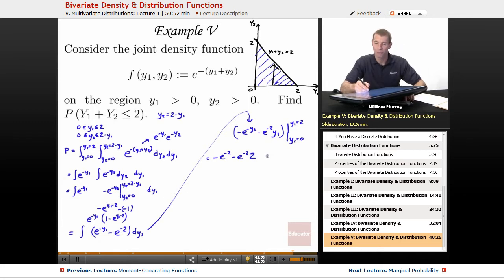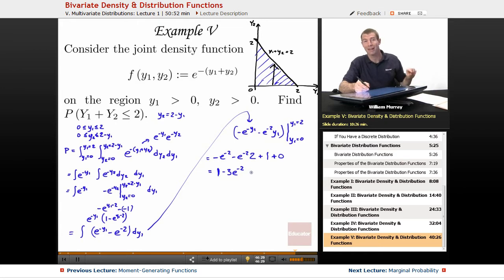Now if I plug in y1 equals 0, I get minus, plus 1, because the two negatives cancel. I'm subtracting a negative. And then plus 0, because we've got y1 equals 0 in the last term there. This simplifies a bit. I've got 1 minus e to the negative 2 minus 2 e to the negative 2's. So 1 minus 3 e to the negative 2. That's as good as it's going to get.